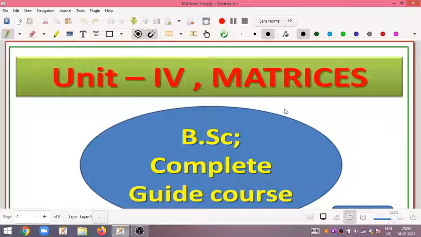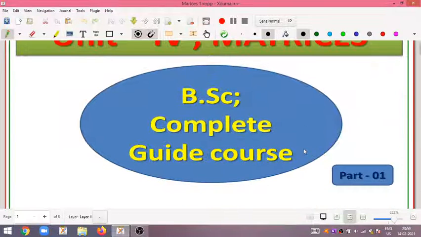I am Tirunagaram Manohar, Department of Mathematics, University College of Science, Tumkur, Karnataka. Now, I want to introduce Unit 4 Matrices, which is under BSc Tumkur University. So now we want to discuss Matrices Complete Guide Course Part 1.